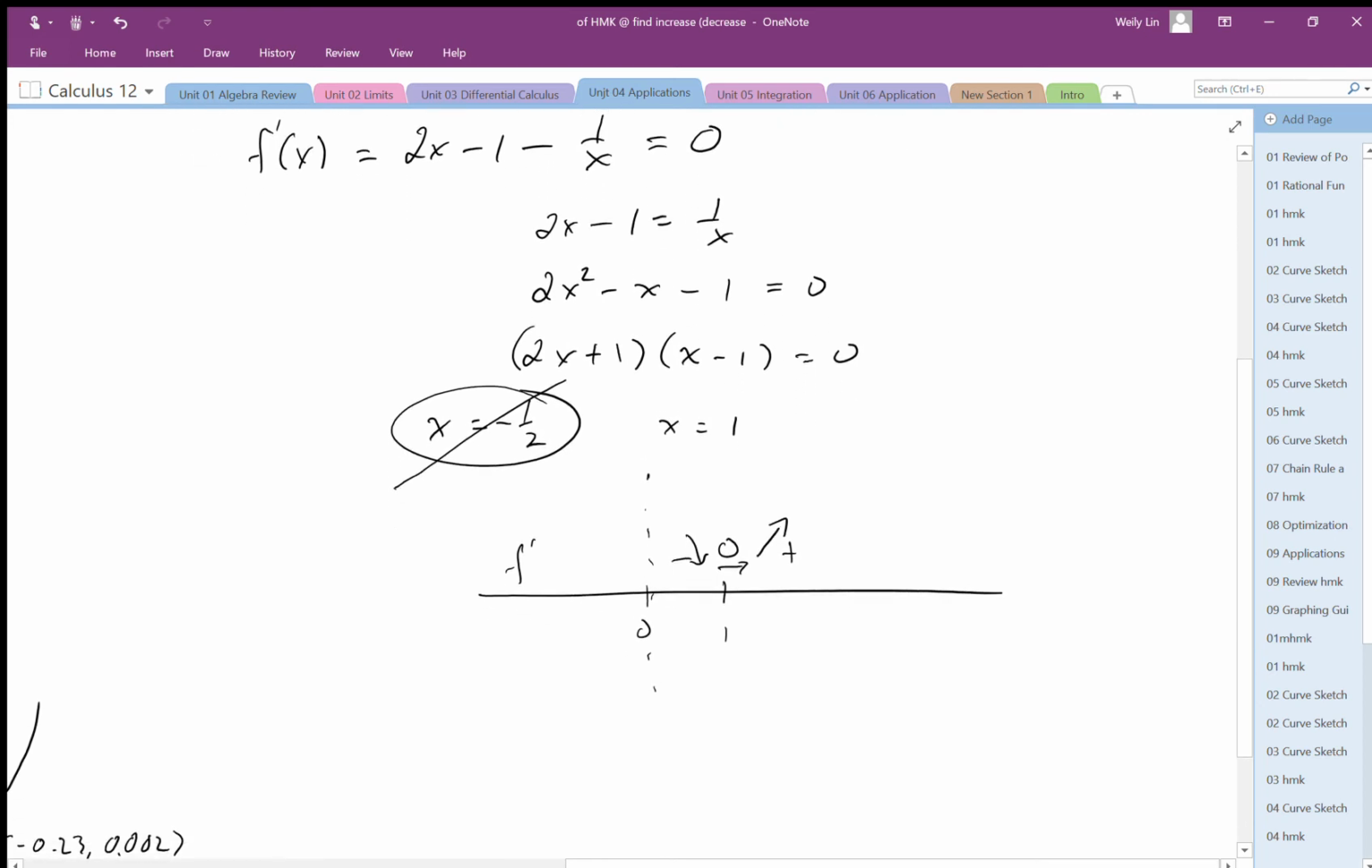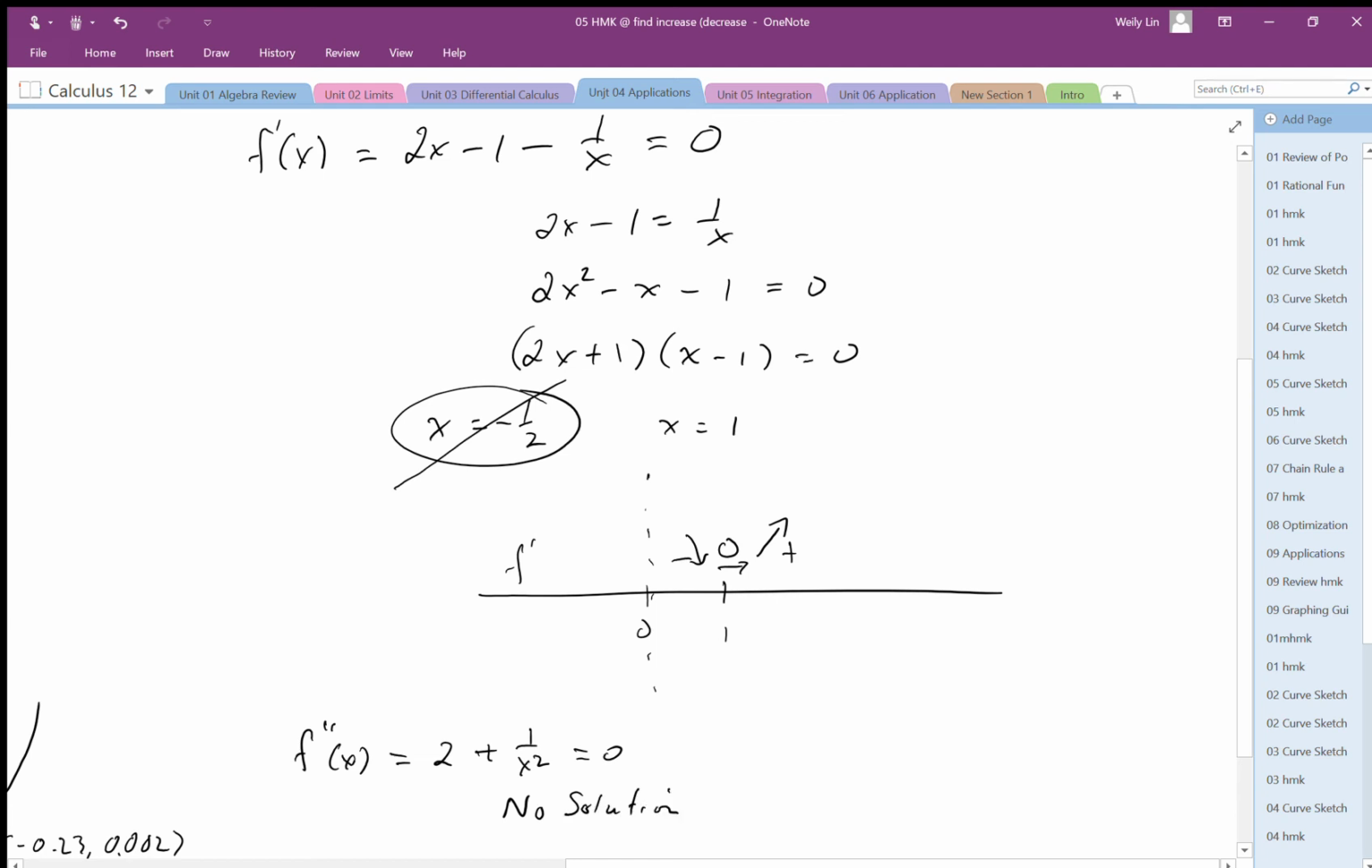Okay, we're going to solve for the concavity, so second derivative. Second derivative is going to be 2 minus negative x squared, so 2 plus x squared, and see where that's equal to 0. Well, this is not equal to 0 because 2 plus a positive is not equal to 0, so there's no solution. Okay, so there's no points of inflection.